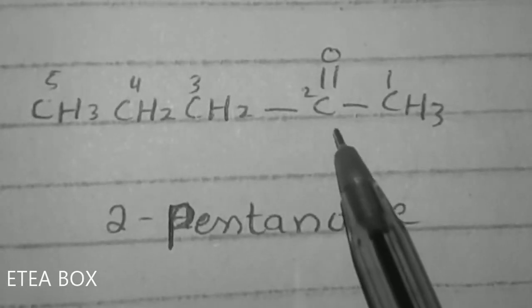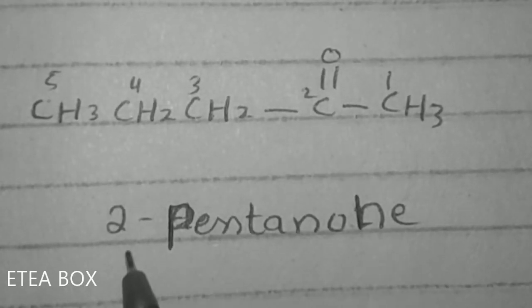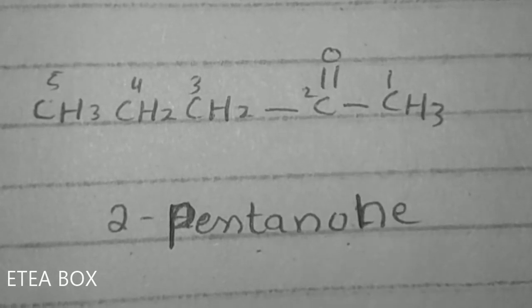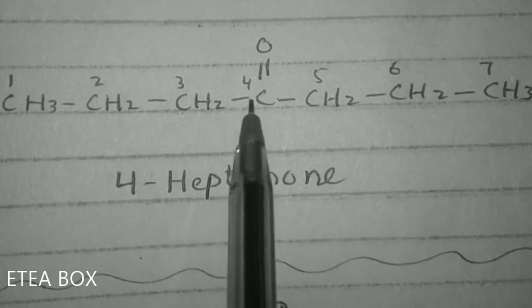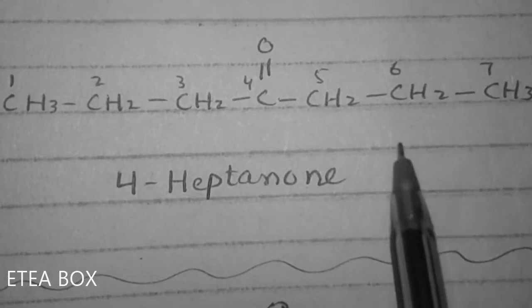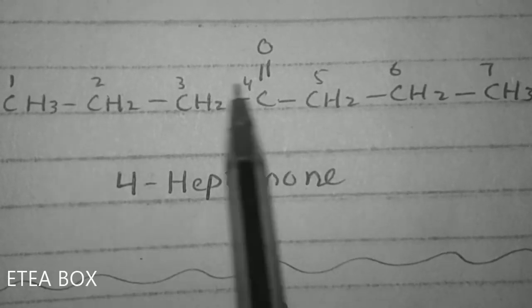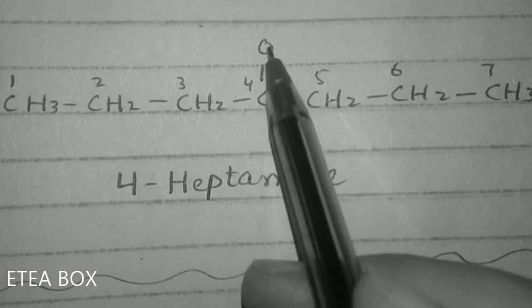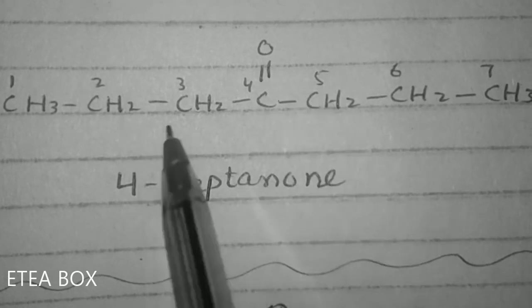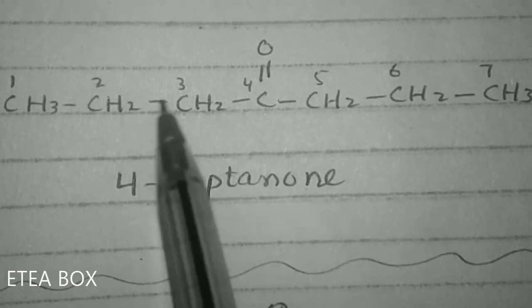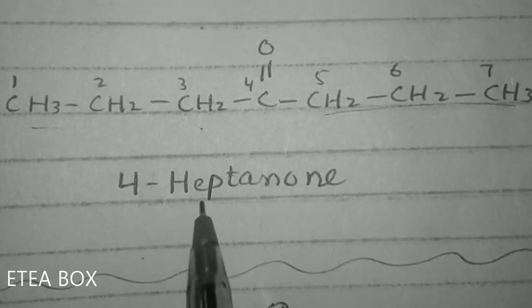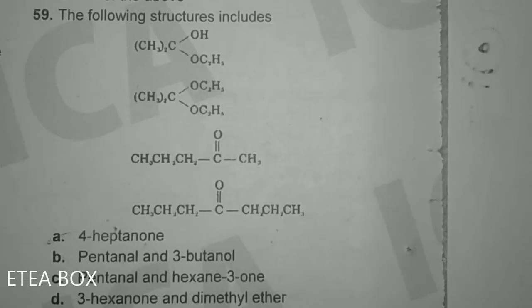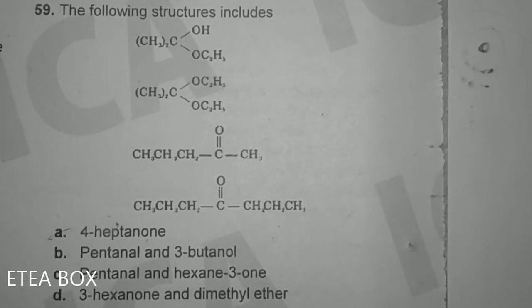On carbon number 2, propanone, 2-pentanone. The carbonyl group is present on the carbon number. Look at this one, 1 2 3 4 5 6 and 7. Look, the carbonyl group is present on carbon number 4. The carbon number is the same from here and also the same from here, so 4-heptanone. So option A is correct here.